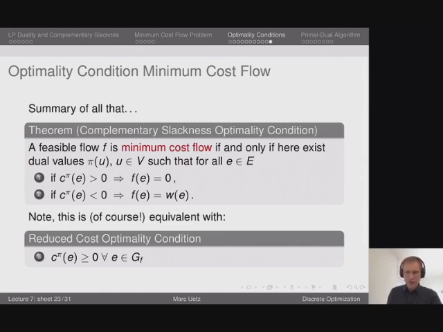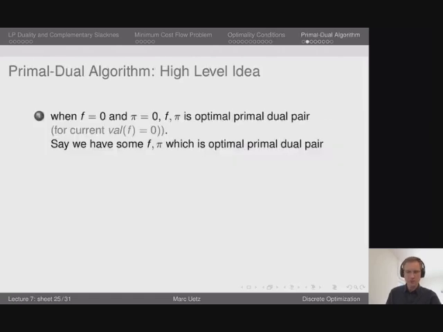Okay, so let me give you a high-level idea of how the algorithm works. We start out with a zero flow and zero potentials. Remember that we start with a flow that does not yet fulfill the required value of the flow, and that is certainly true for a flow of value 0. But this is an optimal primal dual pair. So zero flow and zero potentials fulfill complementary slackness conditions. So we start out with an optimal solution for the given flow value, which is equal to 0.